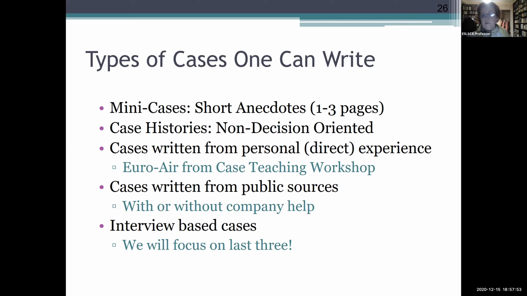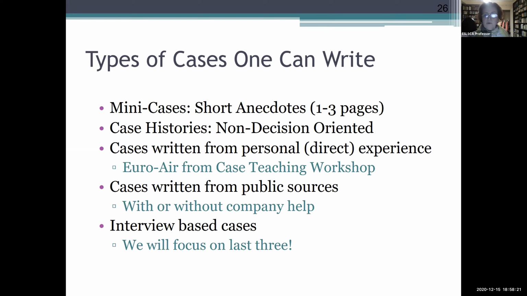Cases written from public sources. They can be without even company help. You go into public sources, and this is how my first case was written about the Turkish bank. First, I interviewed the bank as a part of my PhD program, and I wrote a 40 pages case. And then the bank said, no, we don't want you to publish it. So we removed like 1.5 pages, and the remaining was just public information, and we published the public information.